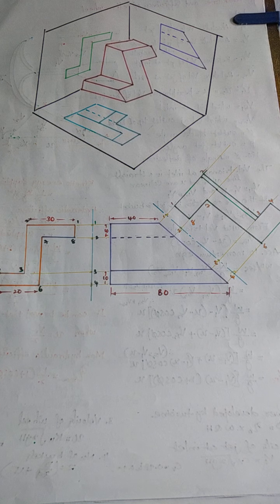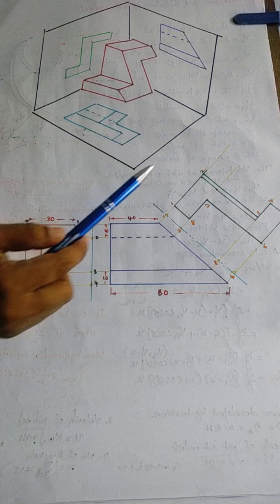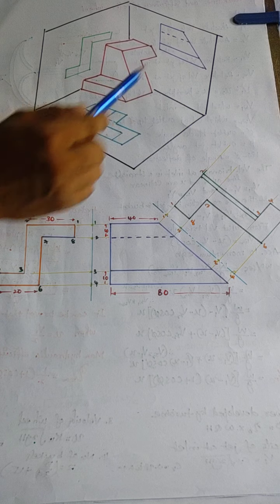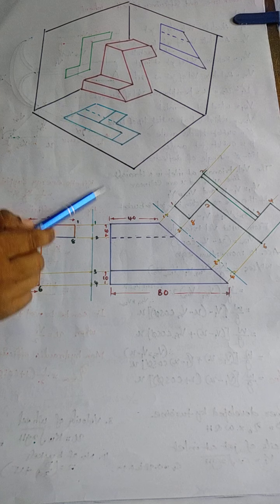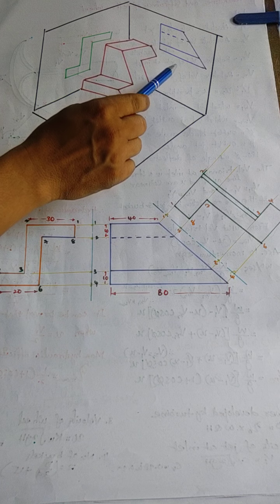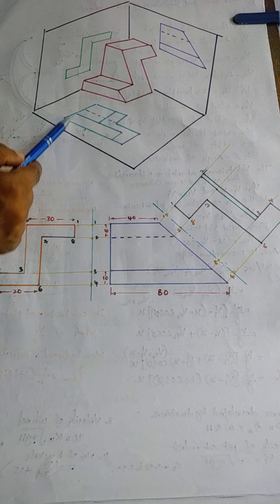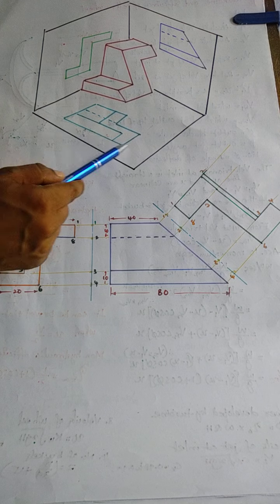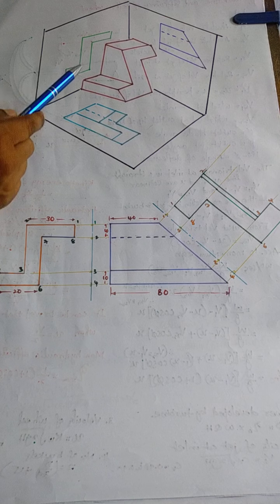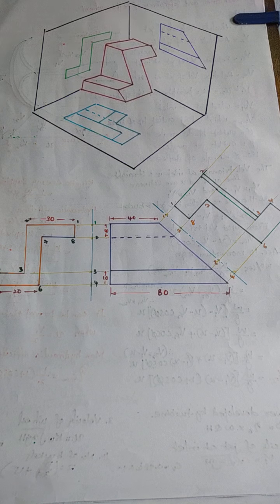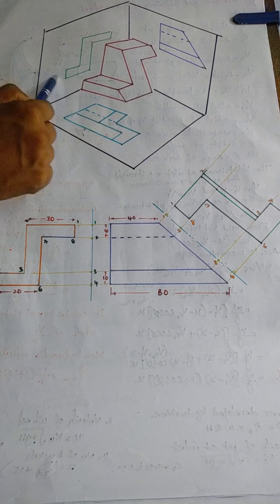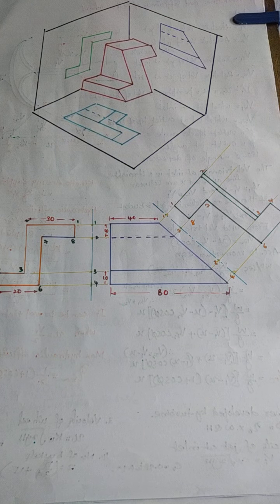So in order to draw the auxiliary views, you have to choose any two of the diagrams: front view and side view, or front view and top view. So here I am choosing the two, that is front view and side view. You can also choose the top view, but it is a little bit difficult, that is why I am choosing the simple one, front view and side view.